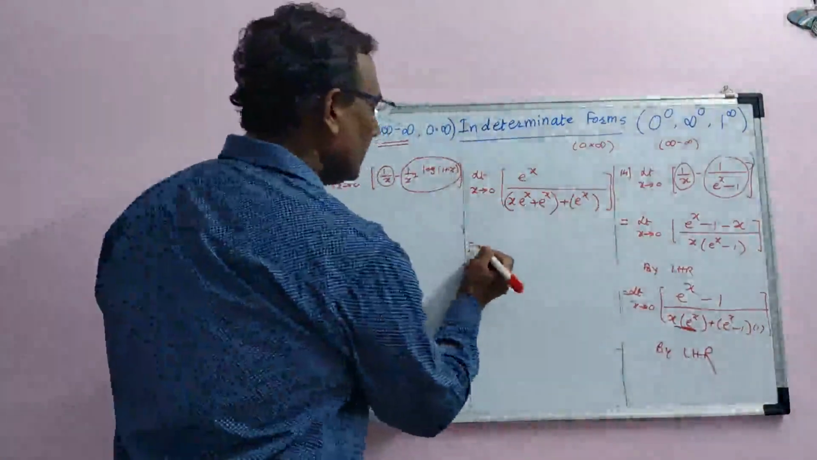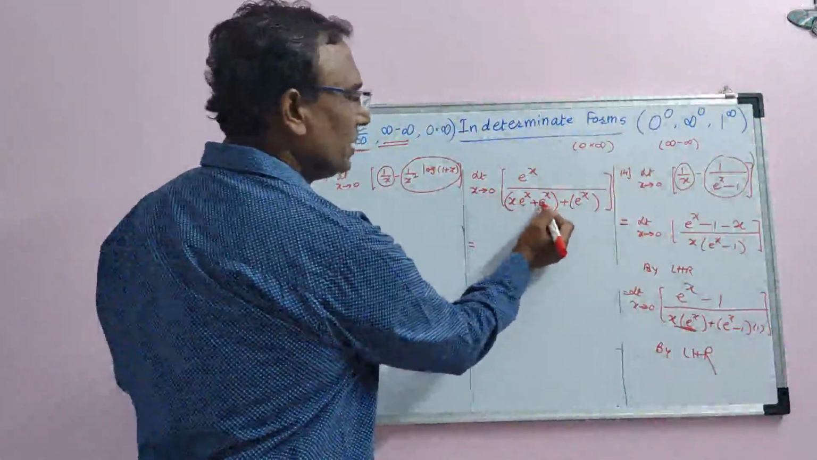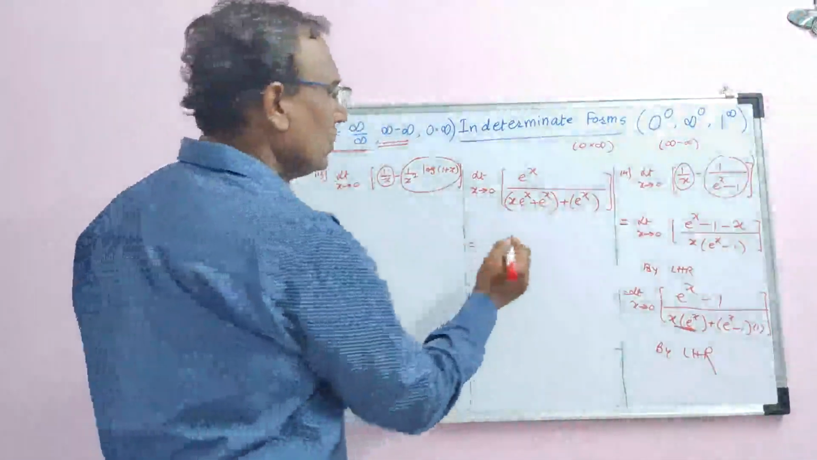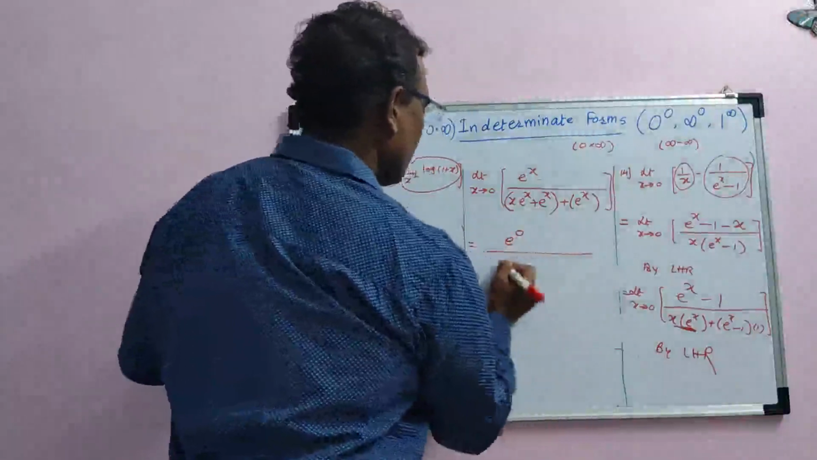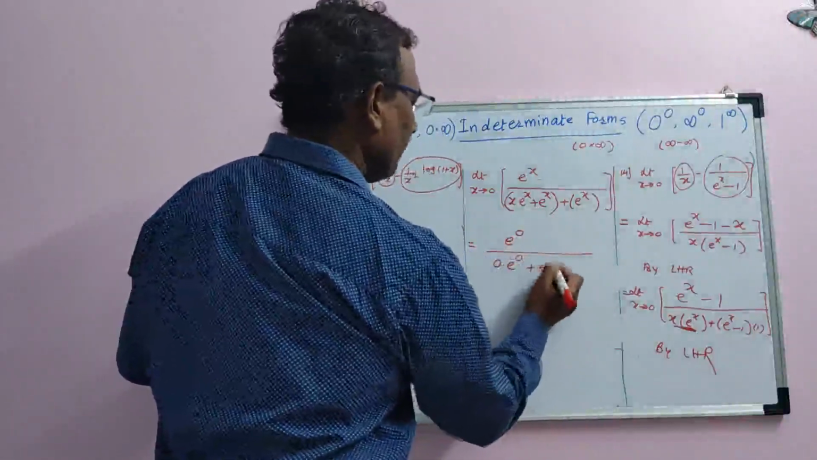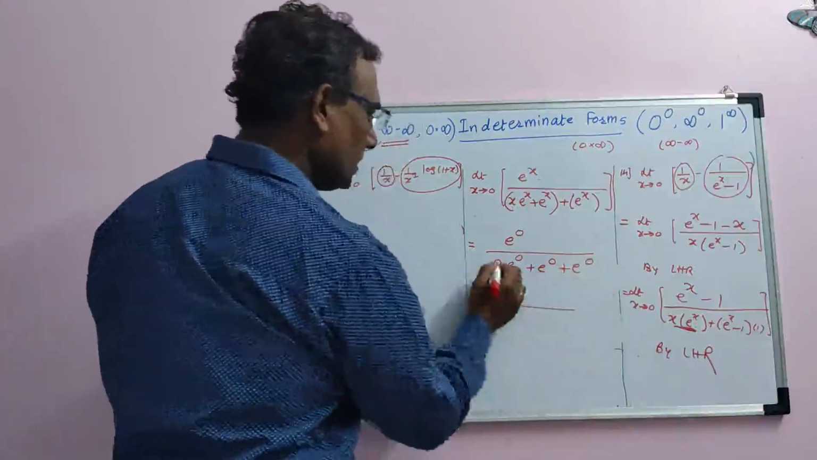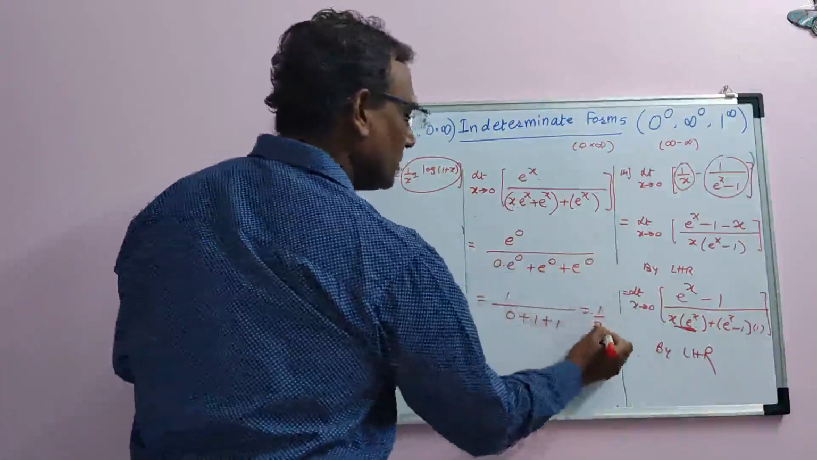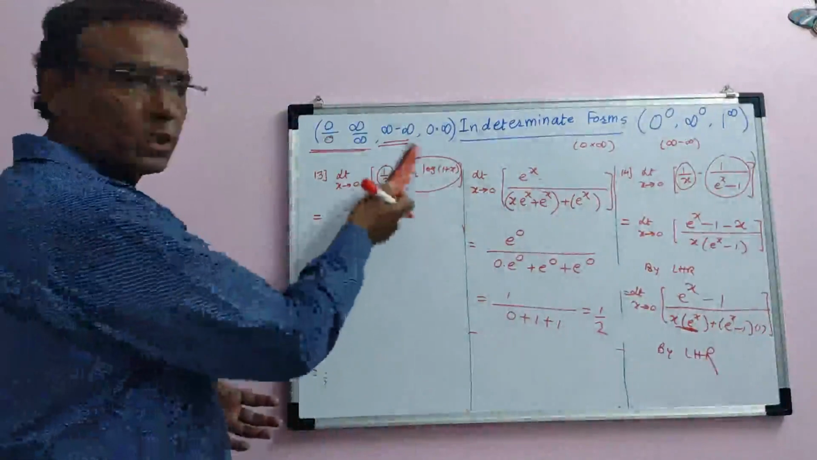Now again do the same thing. If you put x equal to 0, this is 0, e raised to 0 is 1, e raised to 0 is 1, means the denominator is not going to become 0. In the next step, put the value of x. This is multiplication in this way. And e raised to 0 is 1, this is 0, e raised to 0 is 1. And what is the value of the limit? It is 1 by 2. Okay, in this way you can solve this problem.